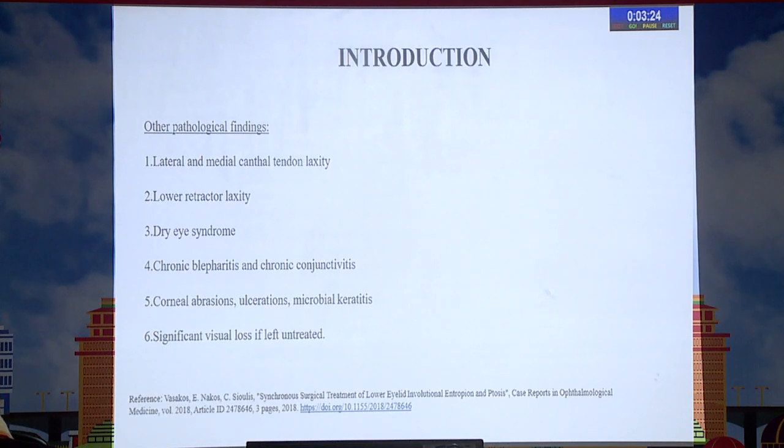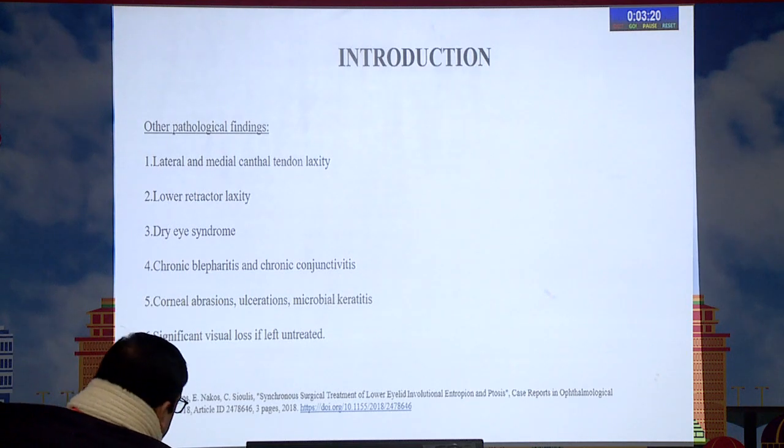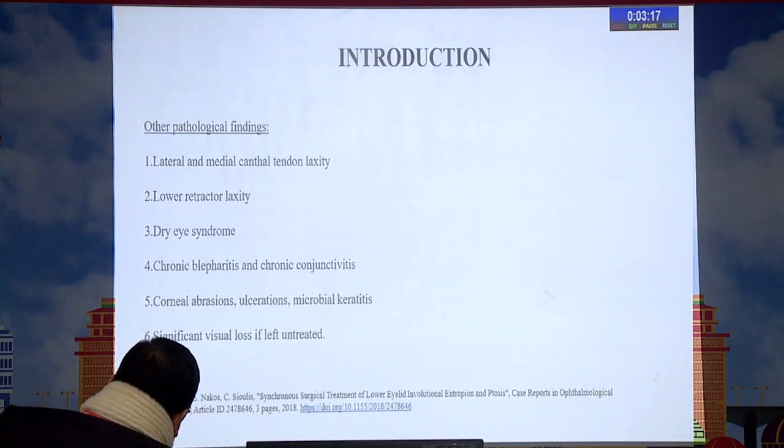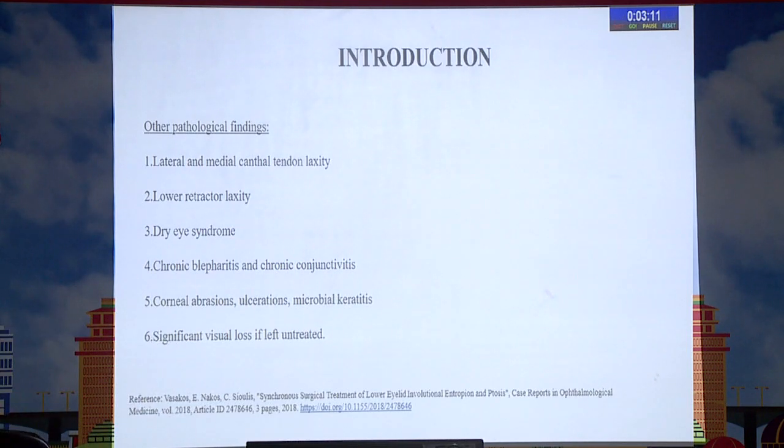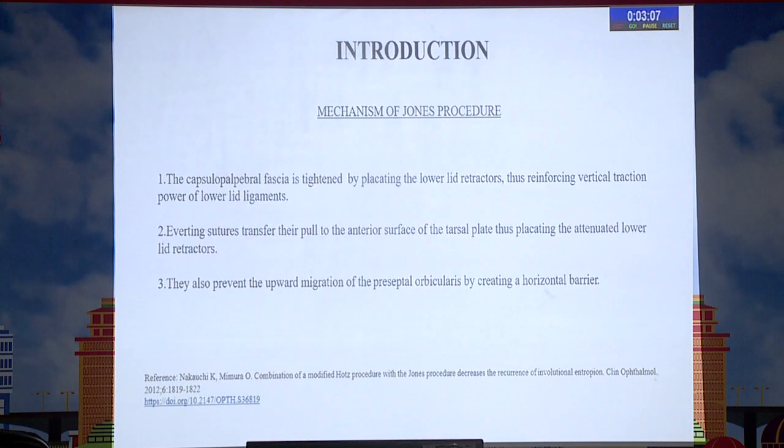Other pathological findings in involutional entropion are the lateral and medial canthal tendon laxity, lower retractor laxity, dry eye syndrome, chronic blepharitis and chronic conjunctivitis, corneal abrasions, ulcerations, microbial keratitis, and significant visual loss if it is untreated.